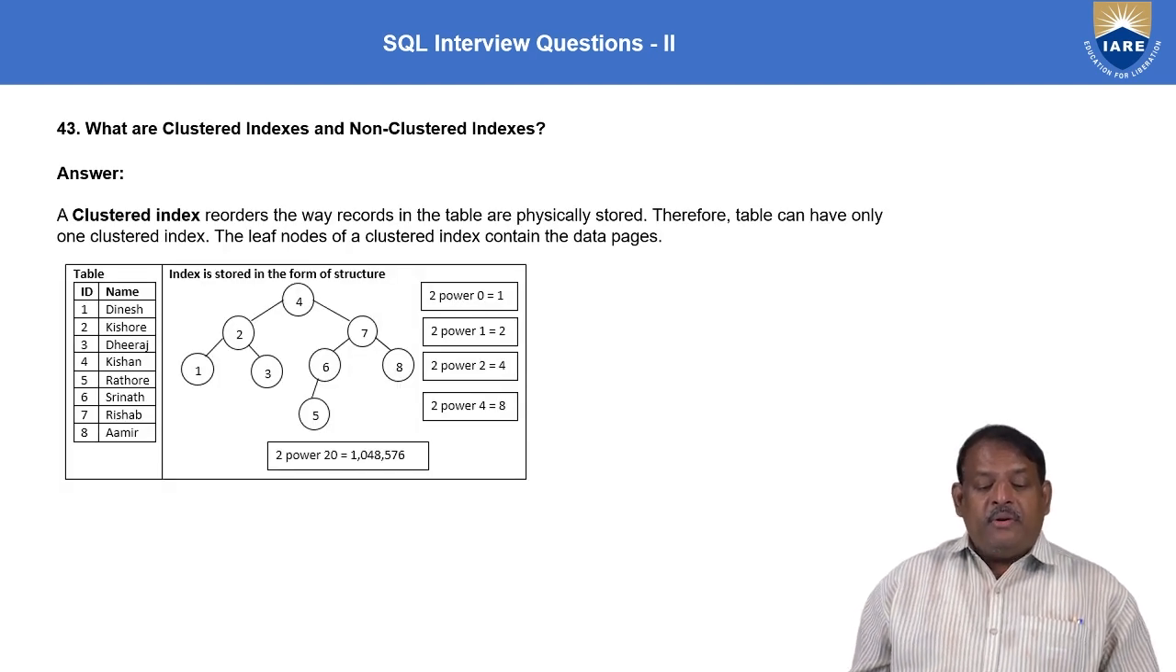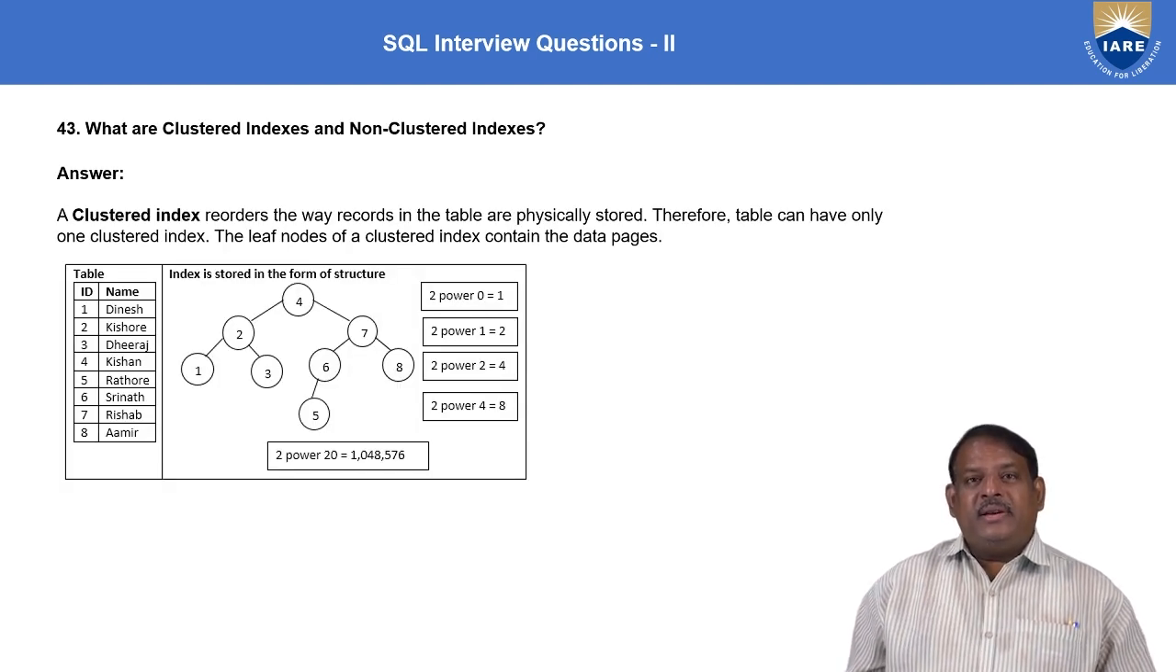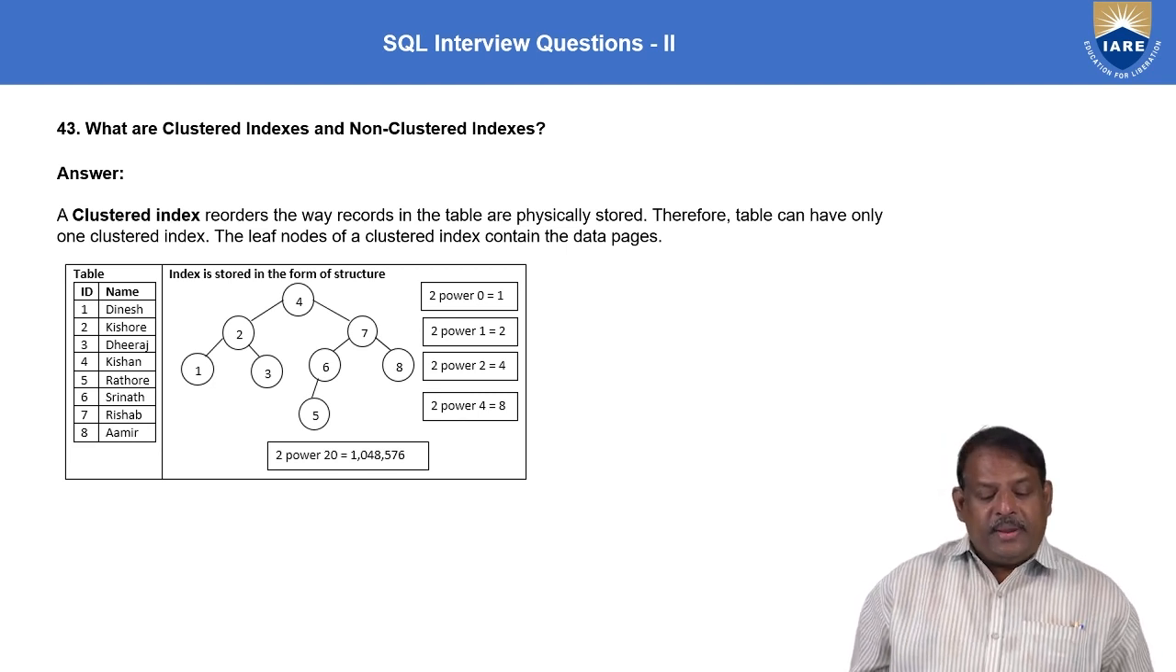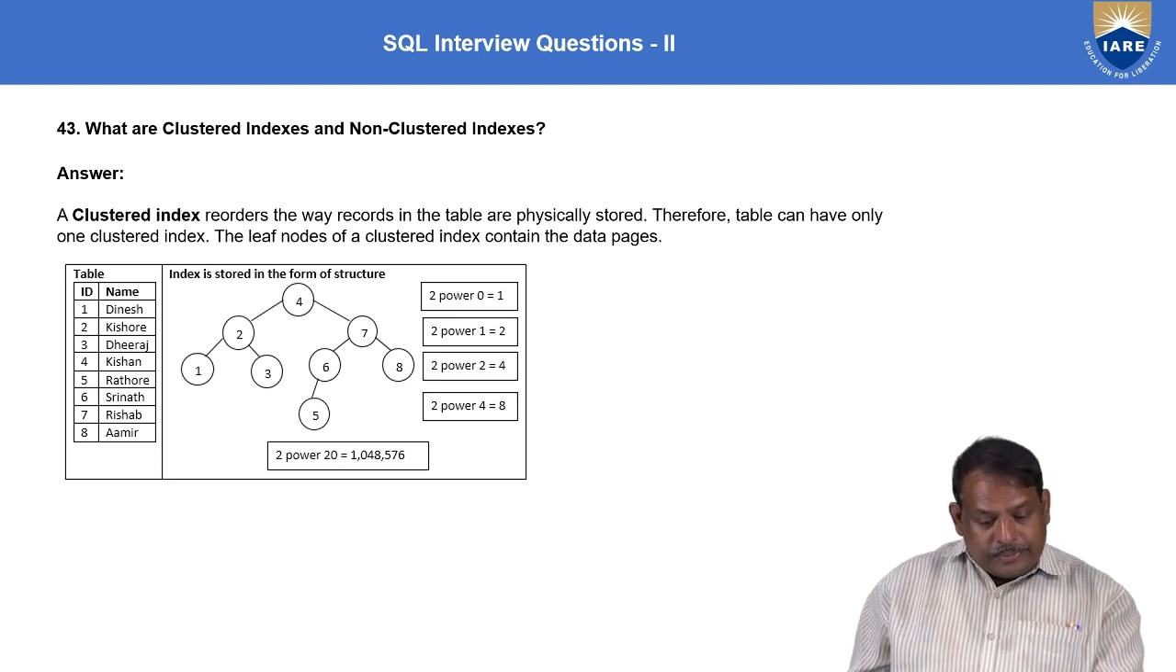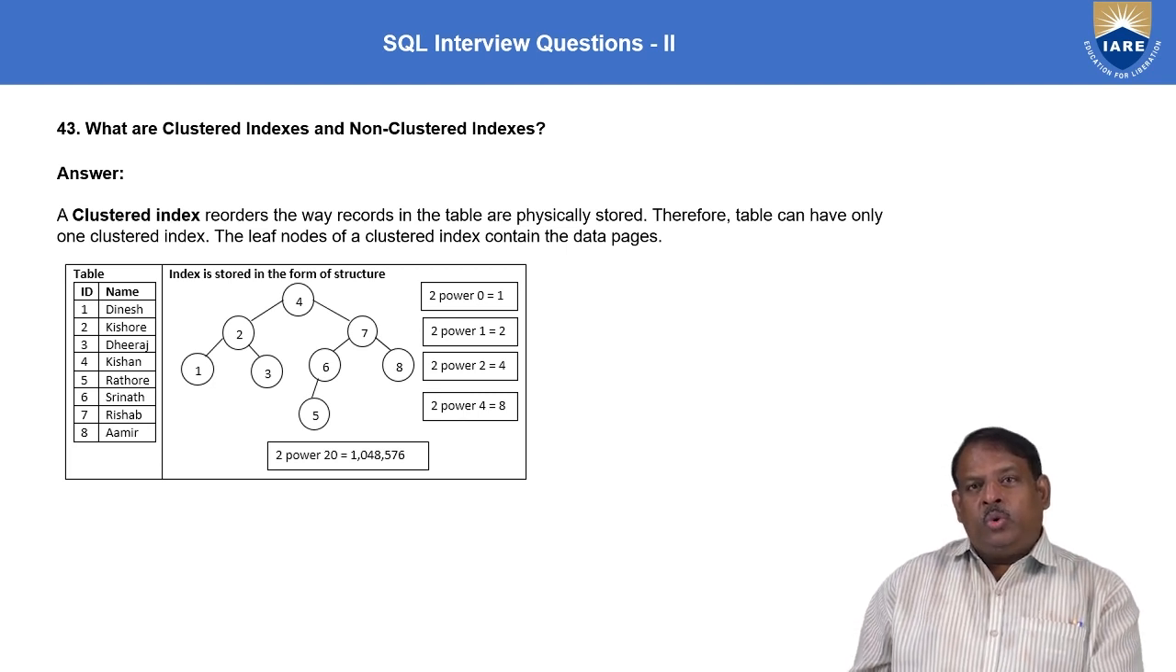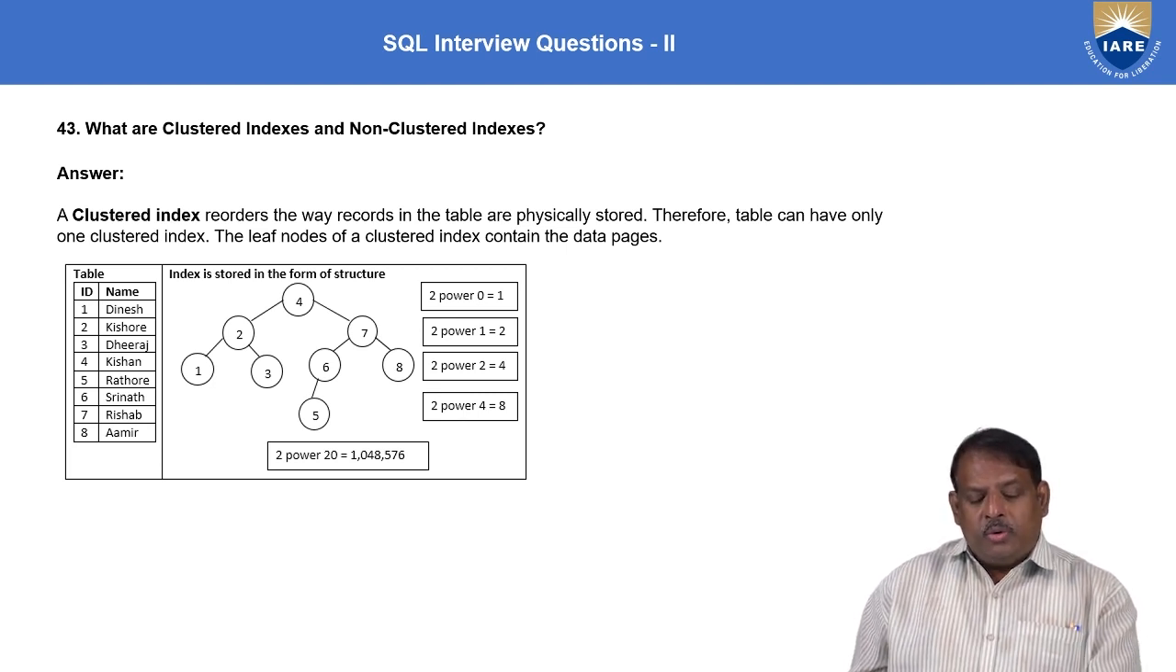Okay, and we have clustered and non-clustered. A clustered index reorders the way the records in the table are physically stored. Therefore, a table can have only one clustered index. The leaf nodes of a clustered index contain the data pages. So here, my table has IDs 1, 2, 3, eight records I have. The index is stored in the form of a B-tree structure. So like 2 to the power of 0 is 1. Similarly, 2 to the power of 1 is 2. 2 to the power of 2 is 4.